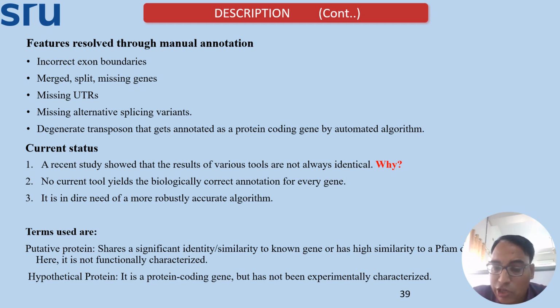So for putative proteins, it leads to two terms. Putative is when a new gene is sharing a high similarity with a known gene. Okay. Here it is not functionally characterized, so I'm calling it putative. It should likely have this function. A hypothetical protein is a protein coding gene, but no experimental information is there. But it should be a protein coding gene. Okay, like that.